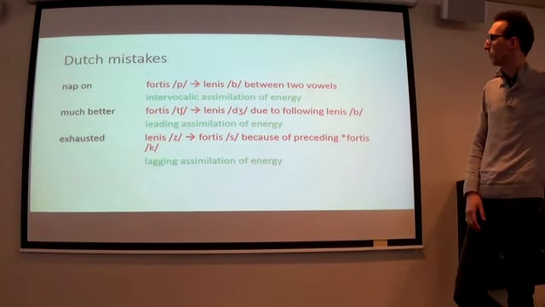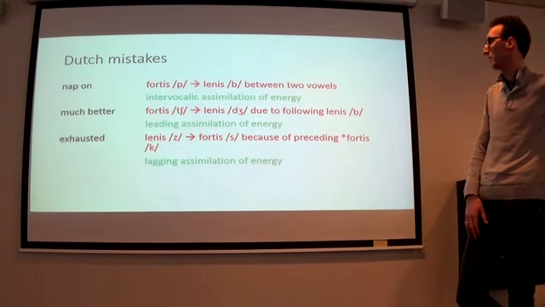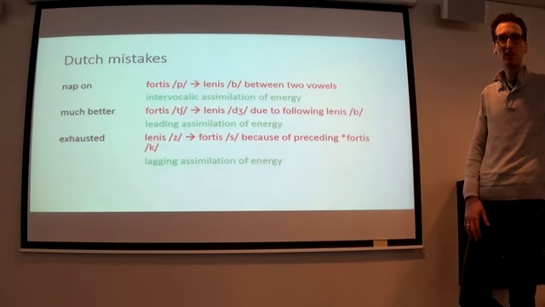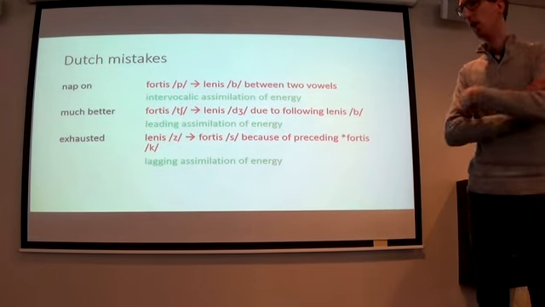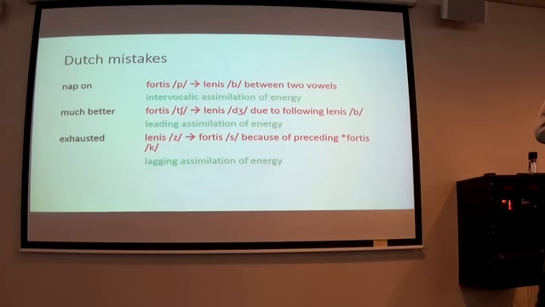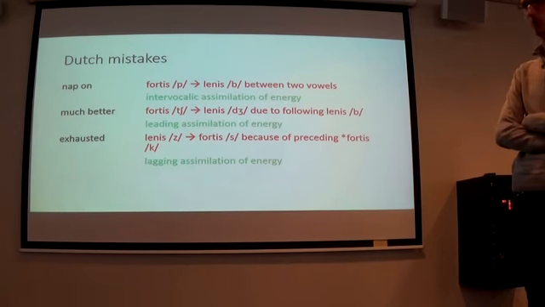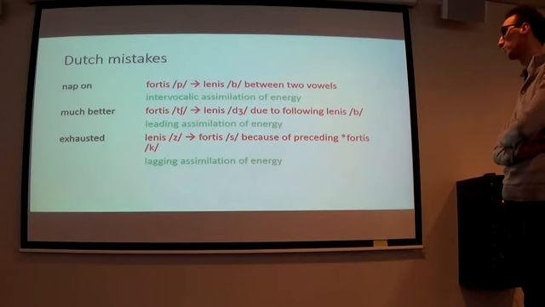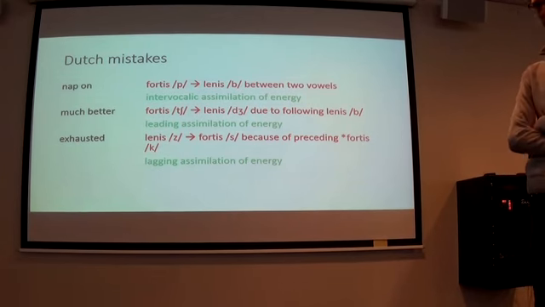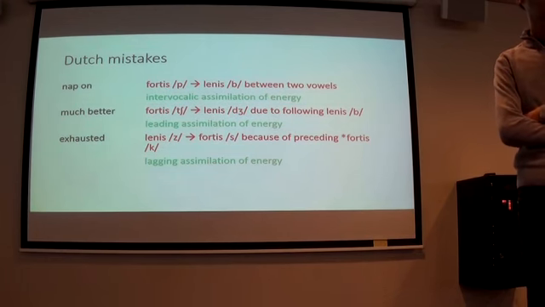Fortis ch changes to lenis j due to the following lenis b. This is leading assimilation of energy. Lenis z changes to fortis s because of the preceding fortis k. This is lagging assimilation of energy. Questions?